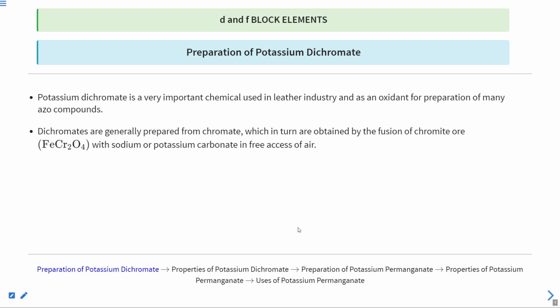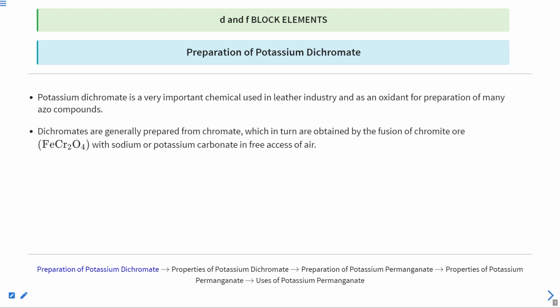So today we will study the preparation of some important inorganic compounds that are related to d and f block. Let us first start with the preparation of potassium dichromate. If I talk about the uses of potassium dichromate, then it is used in the leather industry and it is also used as an oxidant. Oxidant means it can oxidize something and it reduces itself.